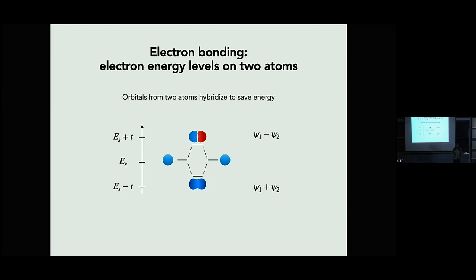And having these orbitals actually saves energy, because suppose that each atom had 1 electron. The total energy of your system would just be twice the energy of this orbital. But now, if we make a bonding orbital, we can put 2 electrons in here instead of 1 each. And so that saves us energy. So making hybridized orbitals saves energy. And basically, delocalizing electrons over multiple atoms generically saves energy.